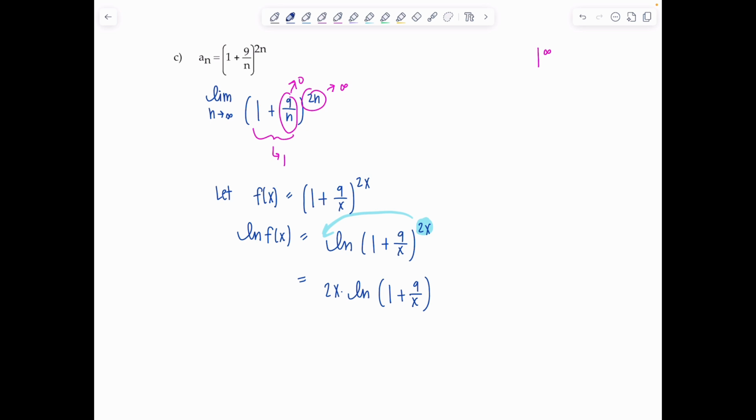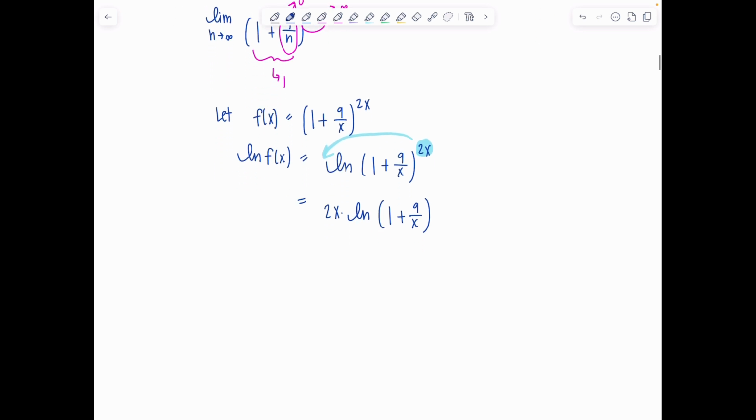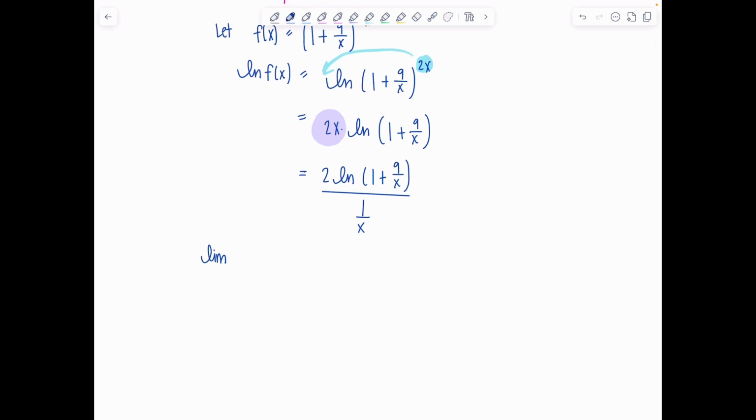And very similar to the last problem that we just did, I'm going to flip this 2x into the denominator. You could flip just the x if you want. Should we do that? Should we just leave the 2? Why not? 2 ln(1 plus 9 over x) over 1 over x. Okay? All right, now this is the expression that we're going to take the limit of. So the limit as x goes to infinity of the natural log of f of x is the limit as x goes to infinity of 2 ln(1 plus 9 over x) over 1 over x.